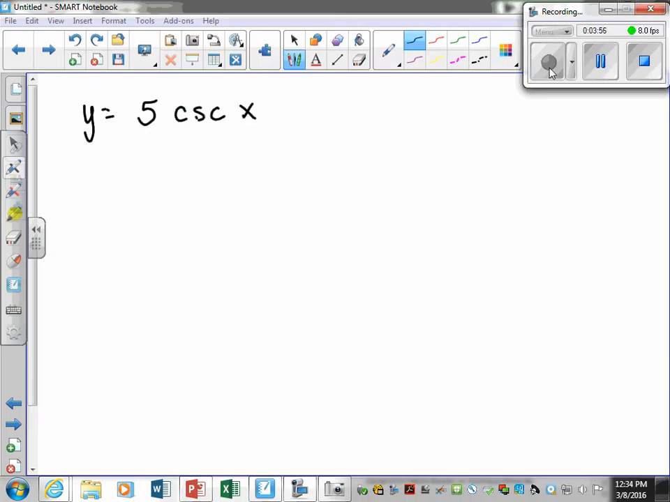Okay, so our first test is to graph 5 cosecant x. One thing off to the side I want to recall is that cosecant x is 1 over the sine of x. So what I'm going to do is use my sine of x to help me get an idea of what this is going to look like.